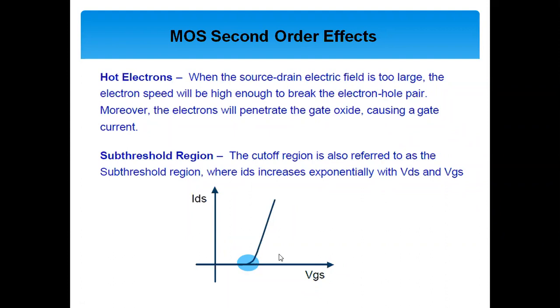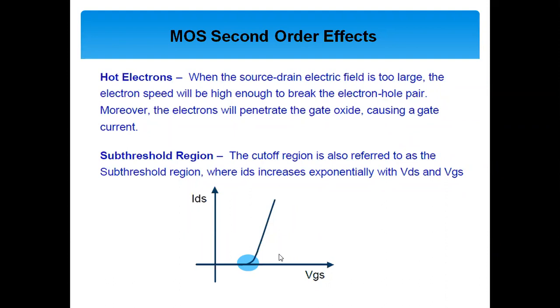IDS increases exponentially as you increase VGS and VDS. So this effect is also one of the second order effects of the MOS transistor. Okay, now we will quickly revise whatever we have learned in today's lecture.